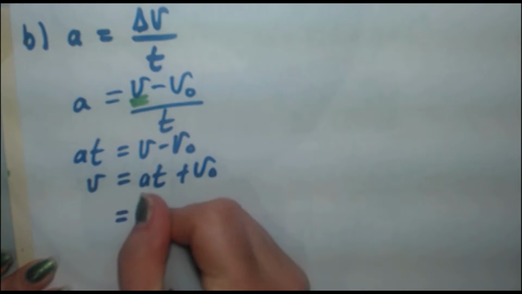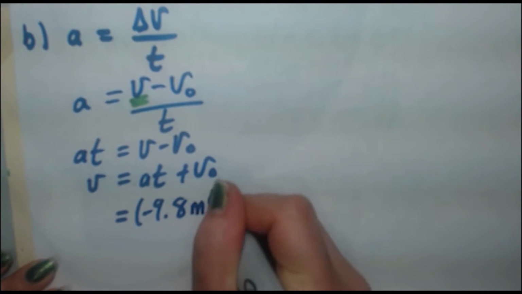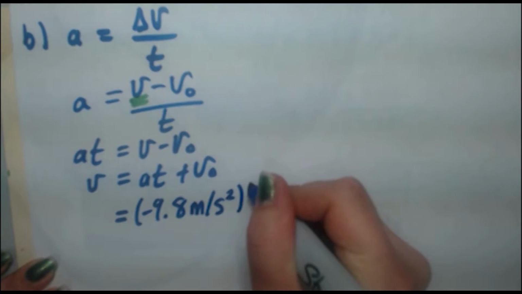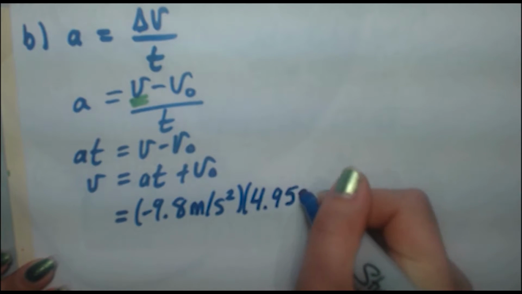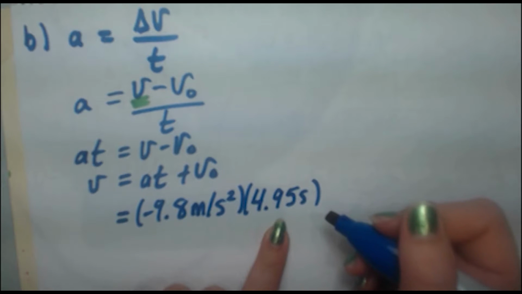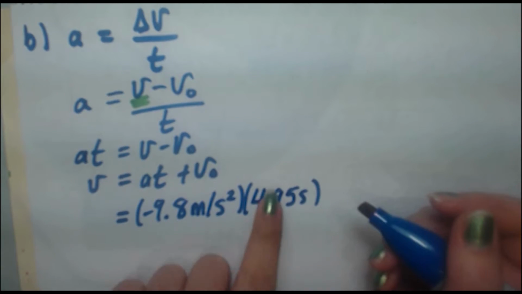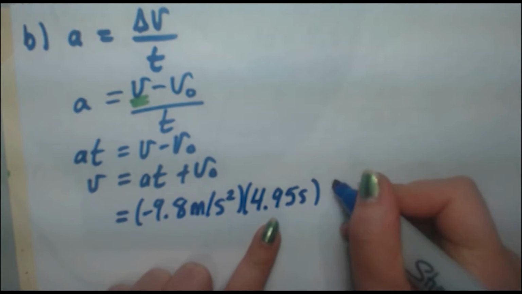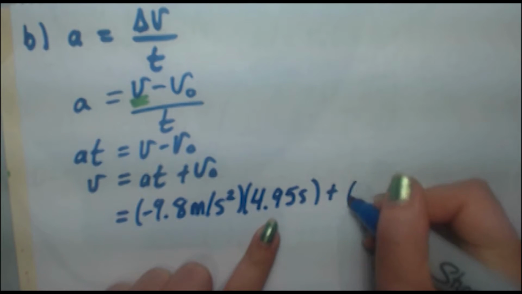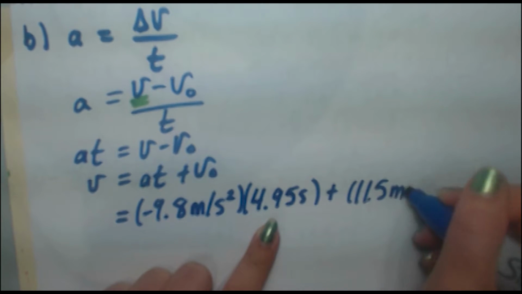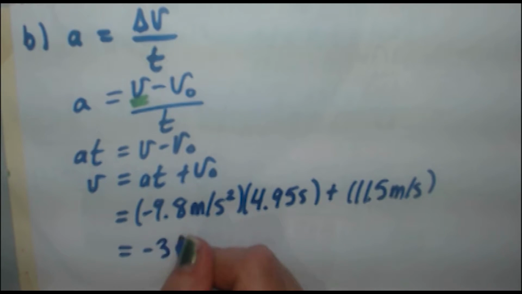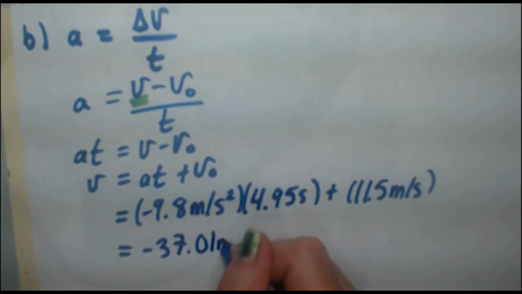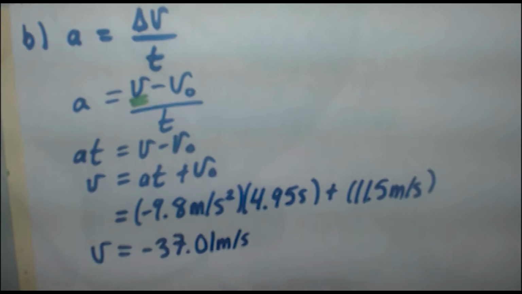So a is negative 9.8 meters per second squared. The time that it's in the air, we just determined it's 4.95 seconds. We need this total time because we want the speed after this time, so it has to be accurate. Plus the initial speed, which is 11.5 meters per second. When you put that on your calculator, you're going to get negative 37.01 meters per second.